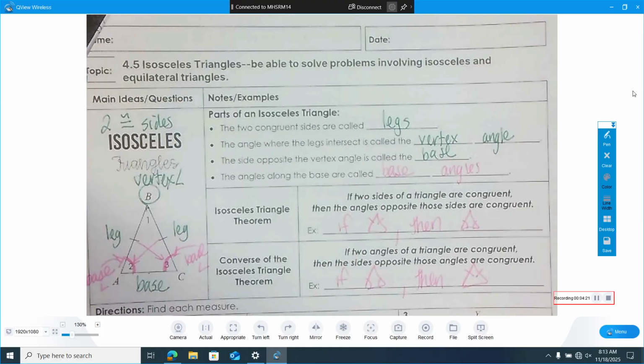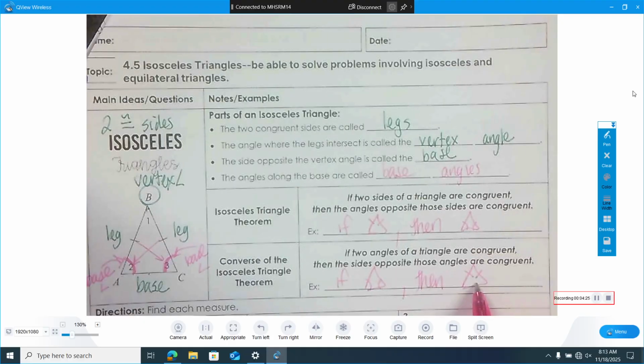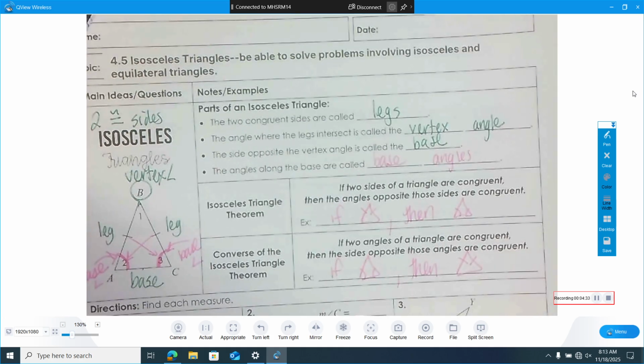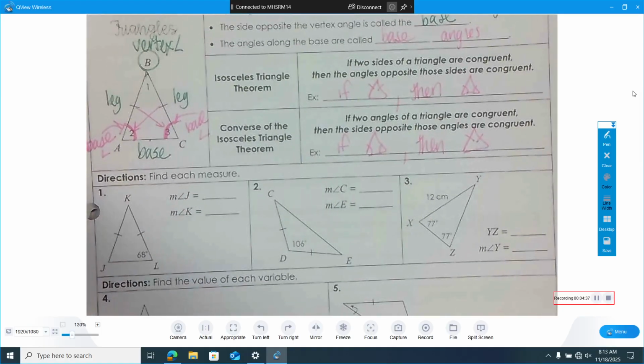Yeah, so if the base angles are congruent, then the opposite sides are also congruent. And we're going to use those today to kind of justify our equations that we're going to set up, all right? So we want to use this new information about isosceles triangles.